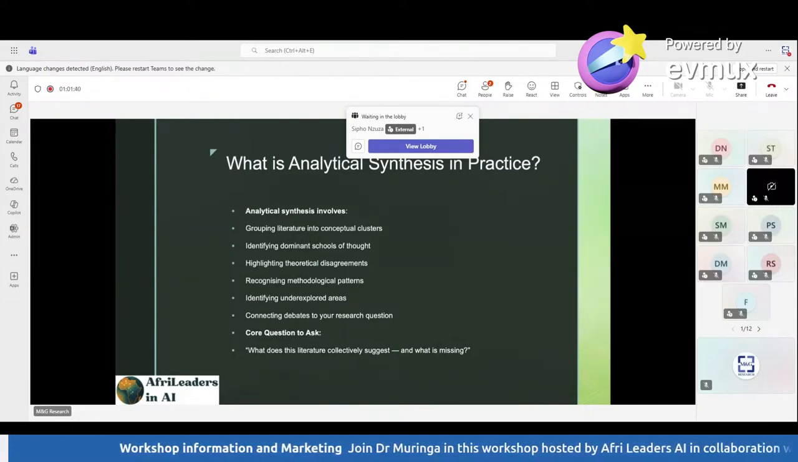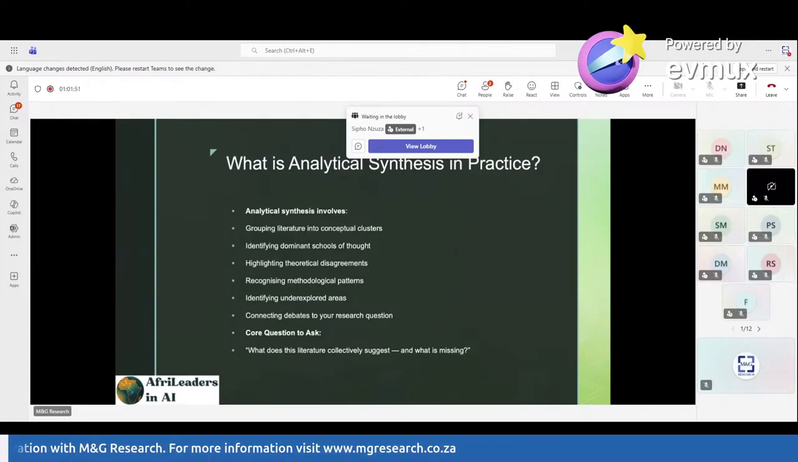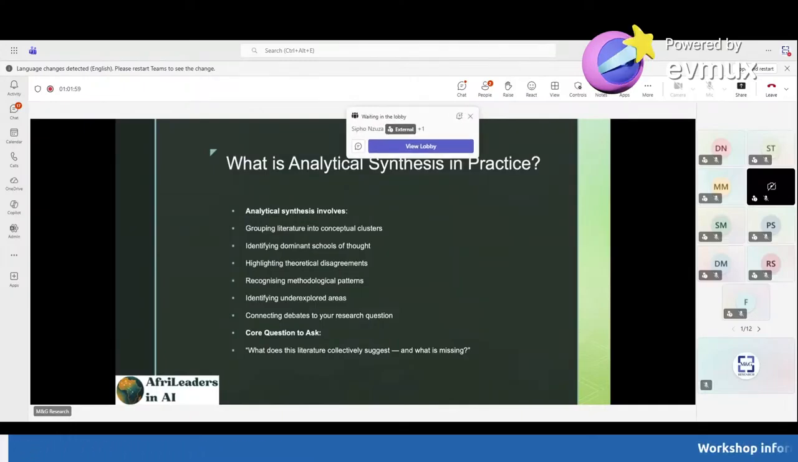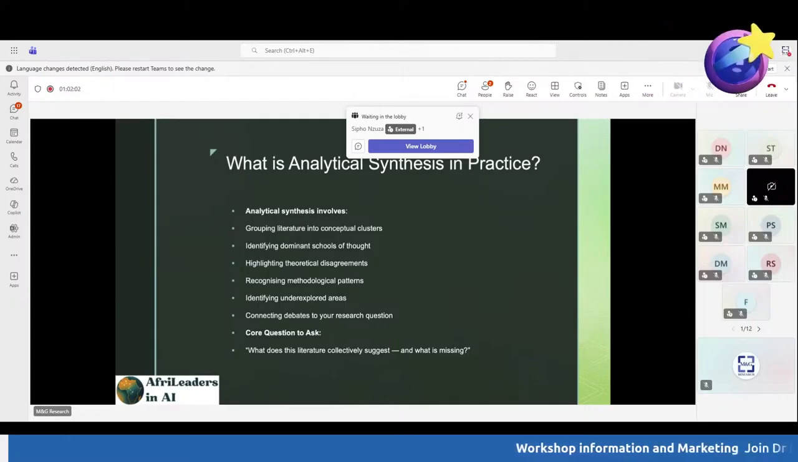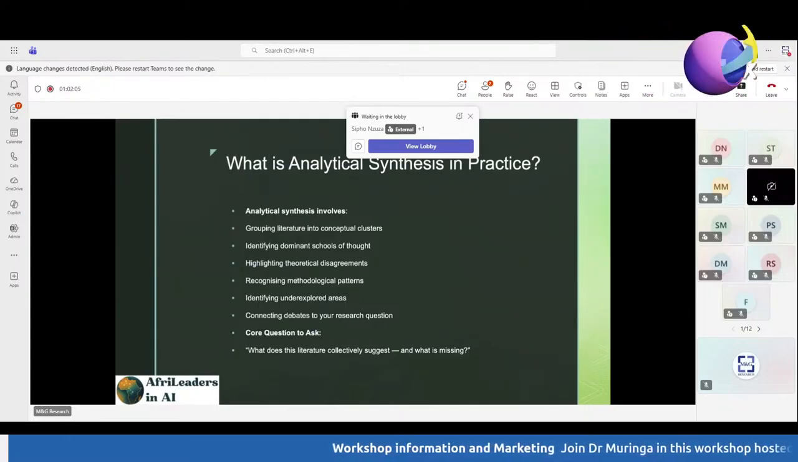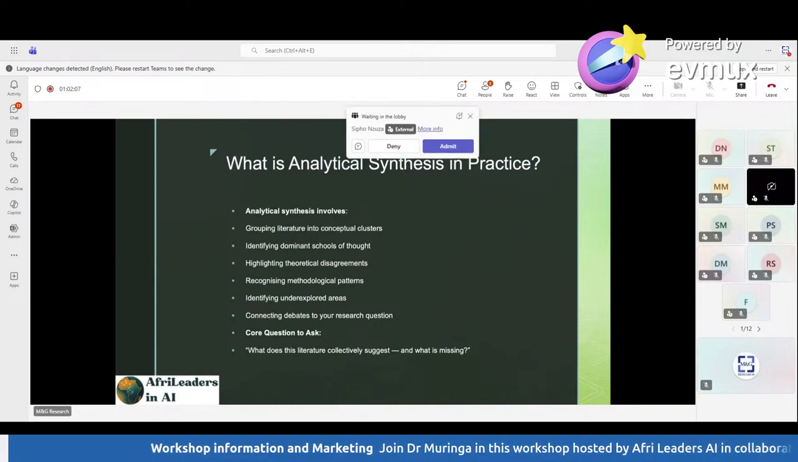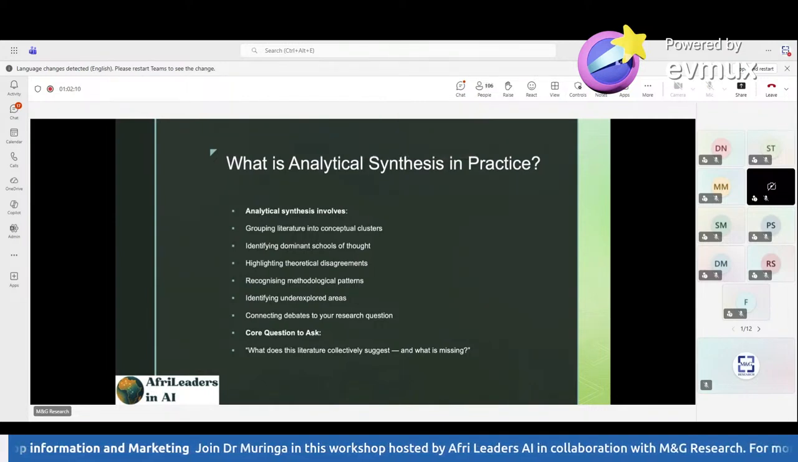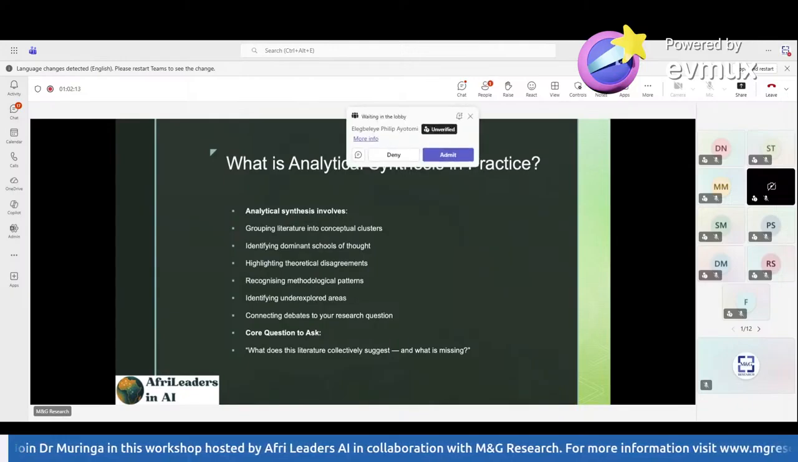So now, an analytical synthesized paragraph or literature review involves the following key points, right? You are grouping literature into conceptual clusters. This is very important. So you are grouping literature into different conceptual clusters. You have different concepts, right? We're looking at the concept of artificial intelligence in higher education. We're looking at the concept of copying and pasting. We're looking at the concept of hallucination. So your literature will be structured around those, right?